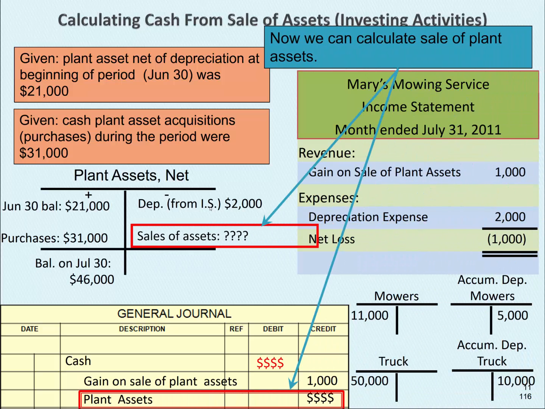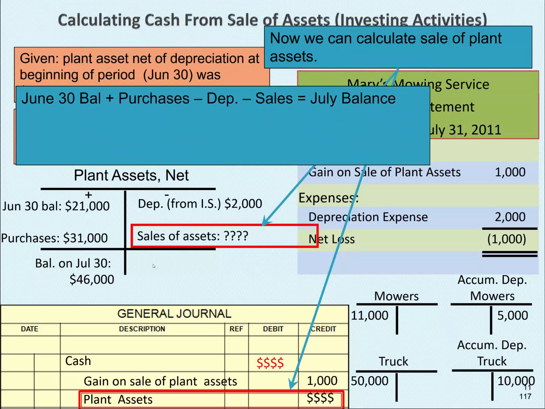Now we can calculate the sale of plant assets. So this makes sense. We started off with 21,000, we purchased 31,000. We have $2,000 of depreciation. We know we sold some plant assets, because we have this gain on sale of plant assets, and we ended up with $46,000. So how would we calculate the missing number?